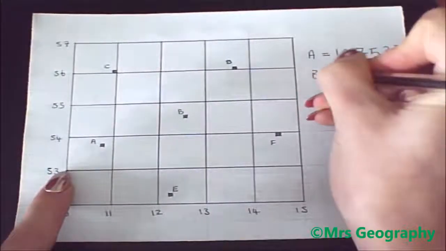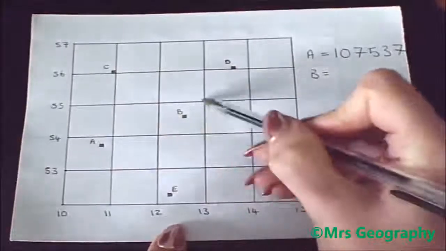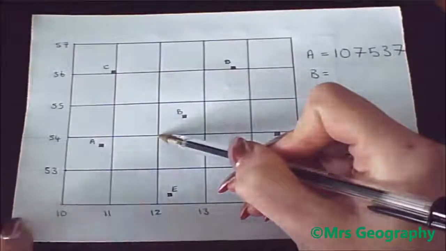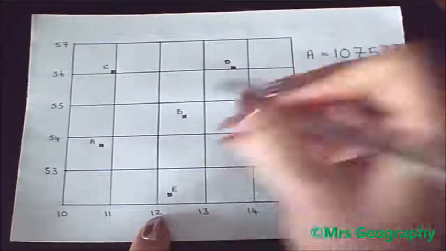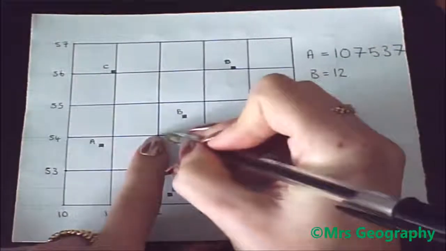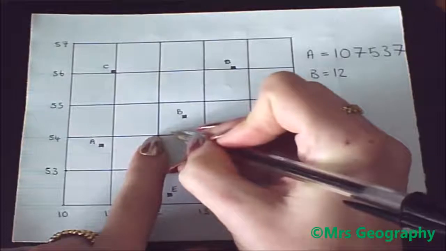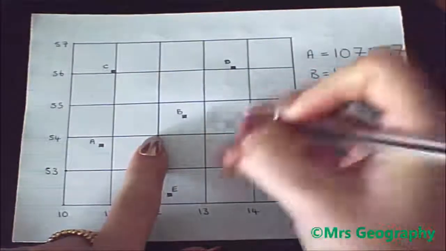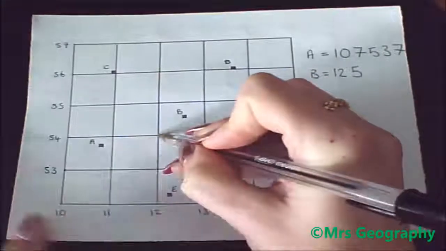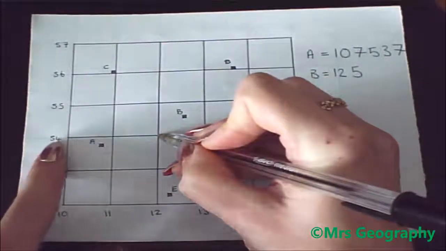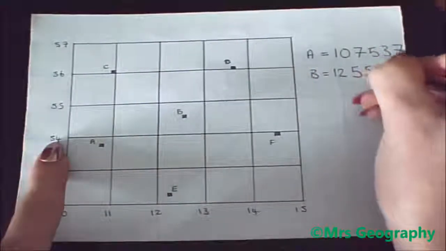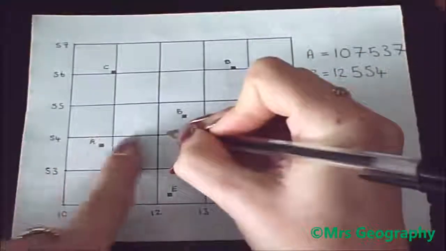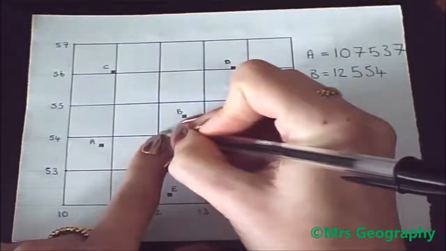Let's try B. This box, bottom left hand corner. You go along the corridor. How many little squares? What number is it if you go up the stairs? And then how far away is it?